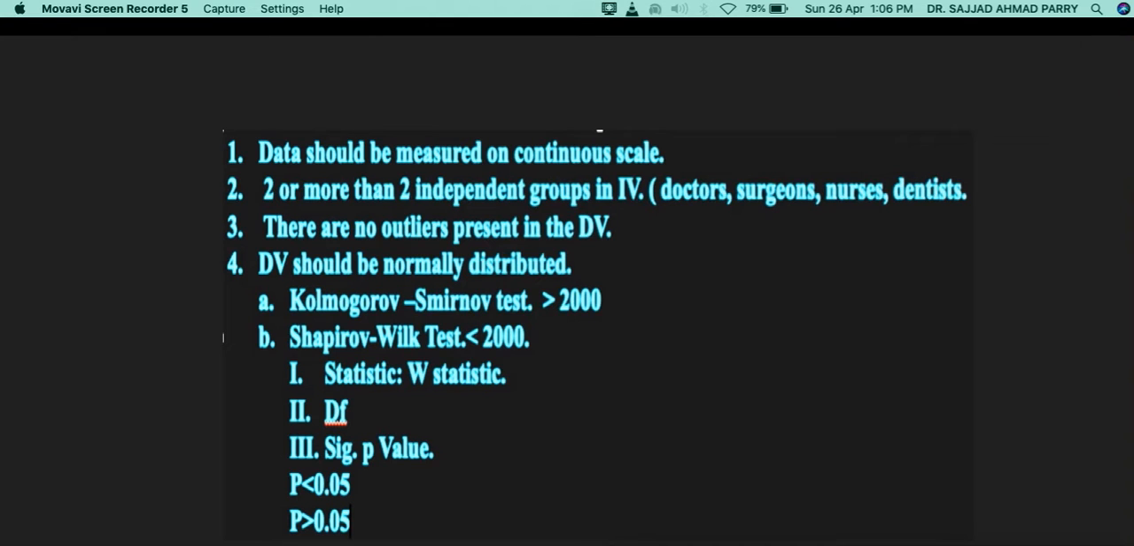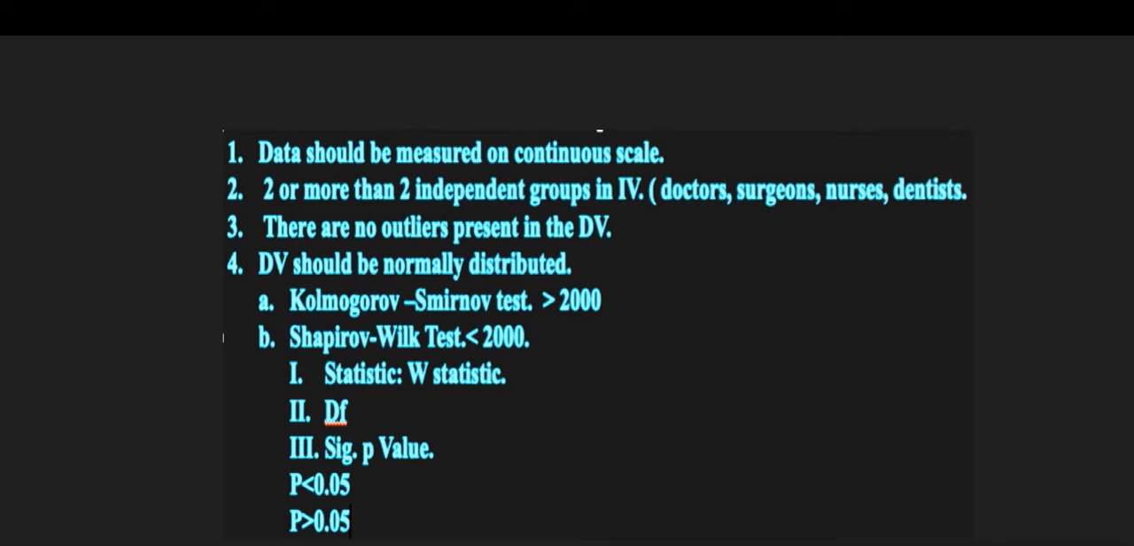Before I go to SPSS and show you through one data set how we can conduct this test, let me first brush up the earlier concepts and make your comprehension very clear. First of all, we have to test whether the data is continuous or not. Then the second one is there must be two or more than two independent groups in the independent variable.